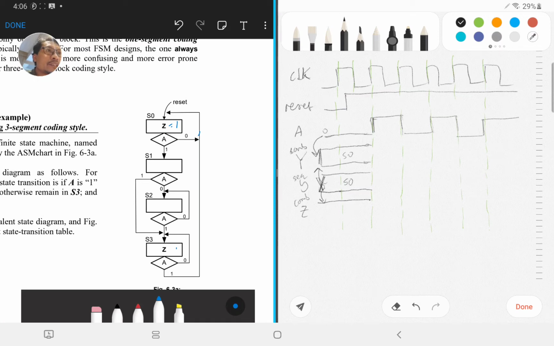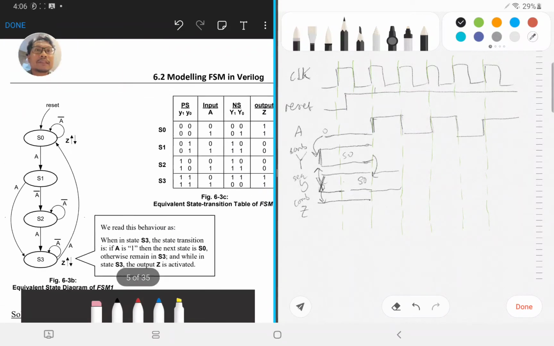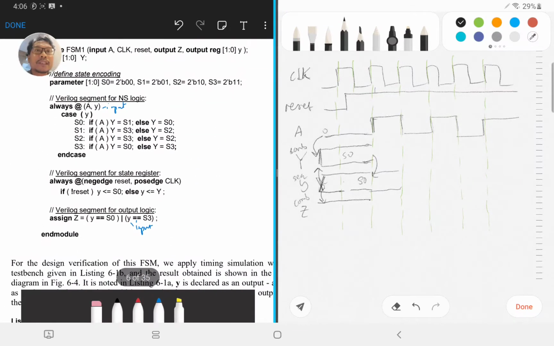Now, let's see what happened at this edge of the clock. At this edge of the clock, we have reset equals to 1, and here is going to transfer there. So what is the value there? The value there is S0, therefore this one will maintain S0. Because remember in our code we have this: not reset, positive edge of the clock, then the small y is going to take the big Y at the edge of the clock.